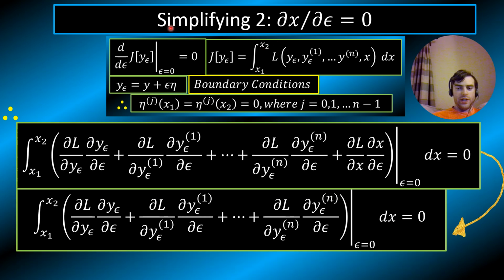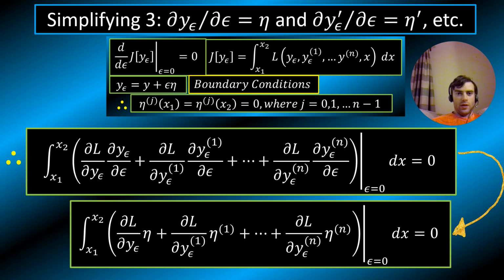All right, so then the second step is to recognize that the partial derivative of x with respect to epsilon is equal to 0. So this term over here is 0, so we can just get rid of that because x does not depend on epsilon. So yeah.